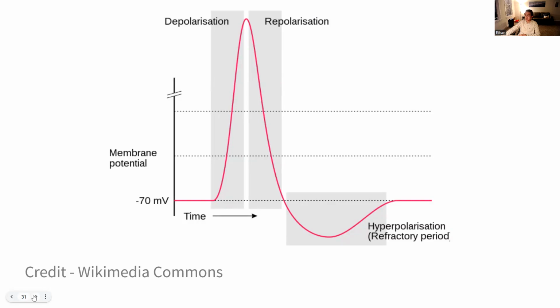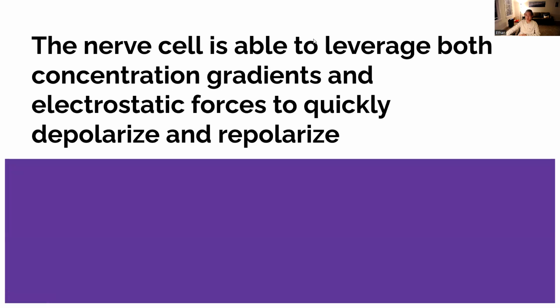The last thing I do want to talk about is how the nerve cell is able to leverage both concentration gradients and electrostatic forces to quickly depolarize and repolarize. And to explain this, I'm going to commit a cardinal PowerPoint sin. I'm going to put a ton of text on the screen and read off of it, but I think it's good because it's kind of hard to understand. By reading it and hearing it, perhaps you can understand it better.